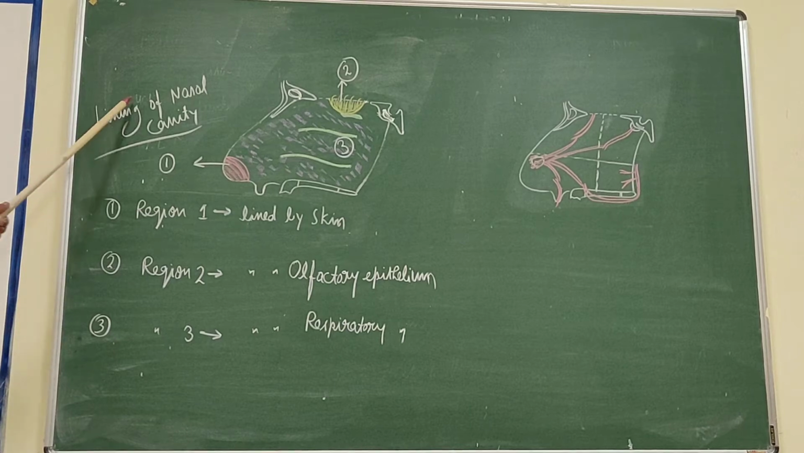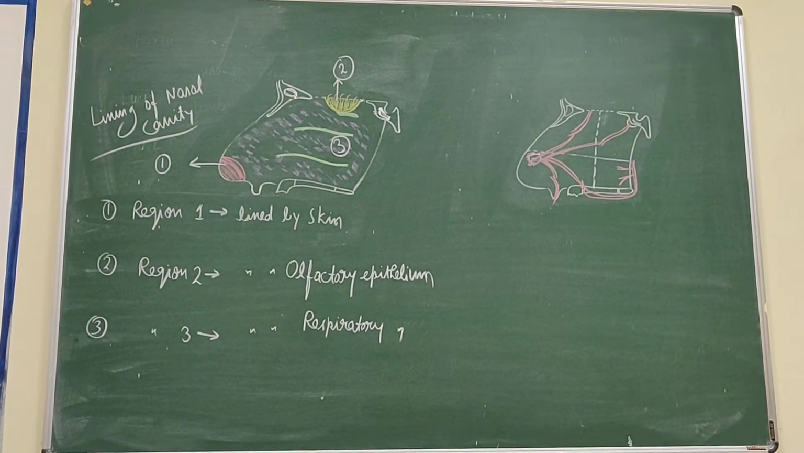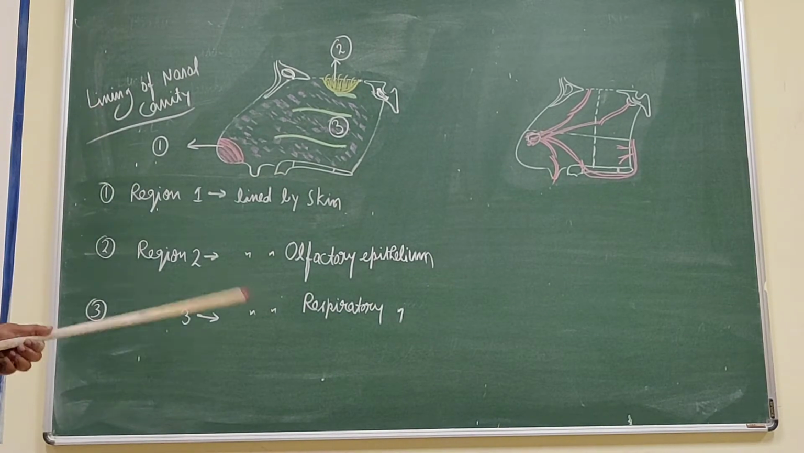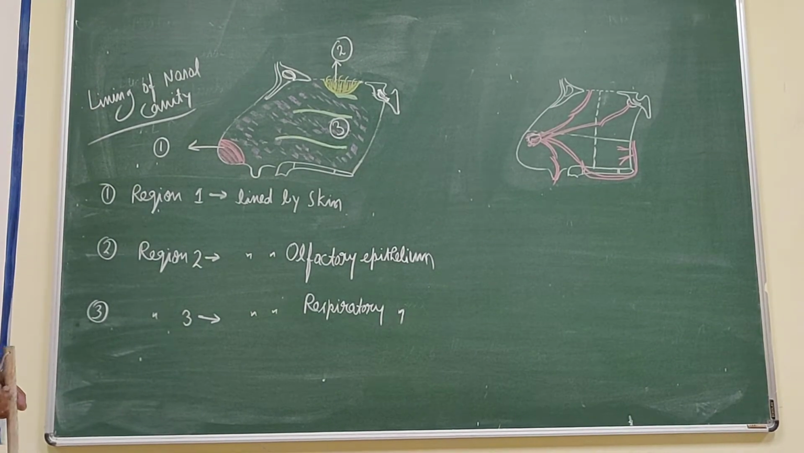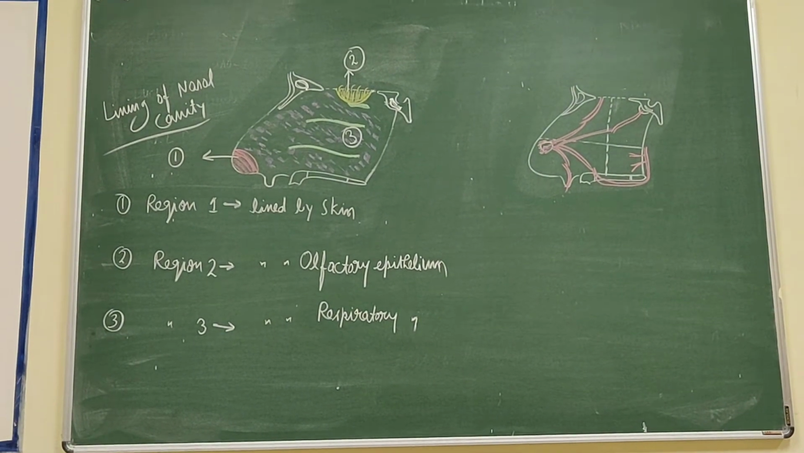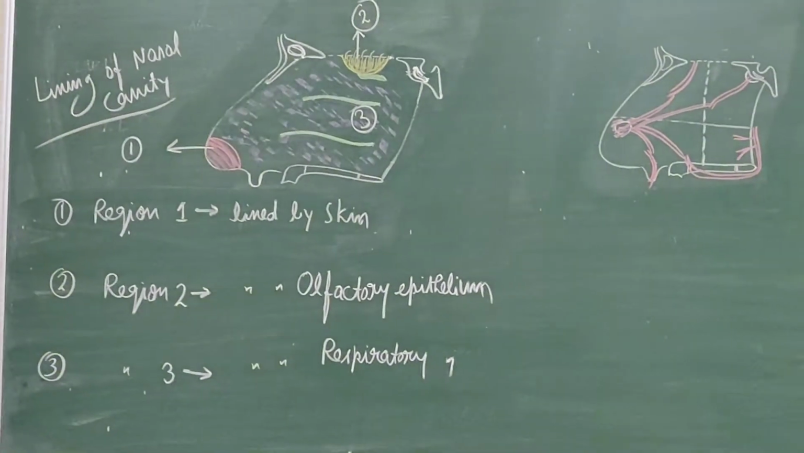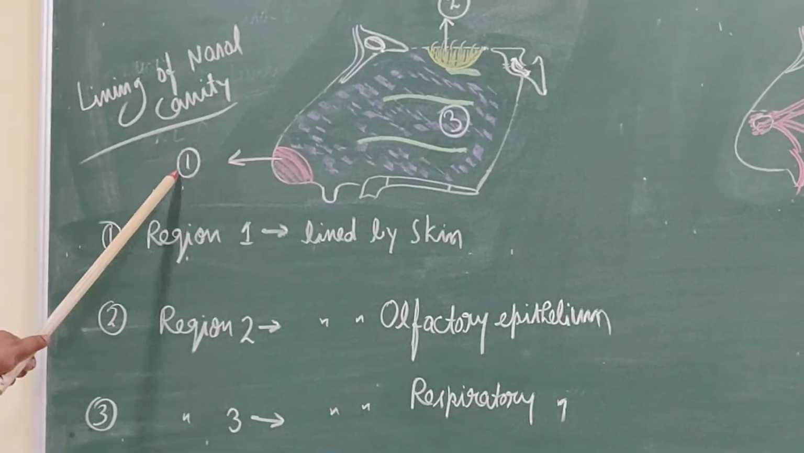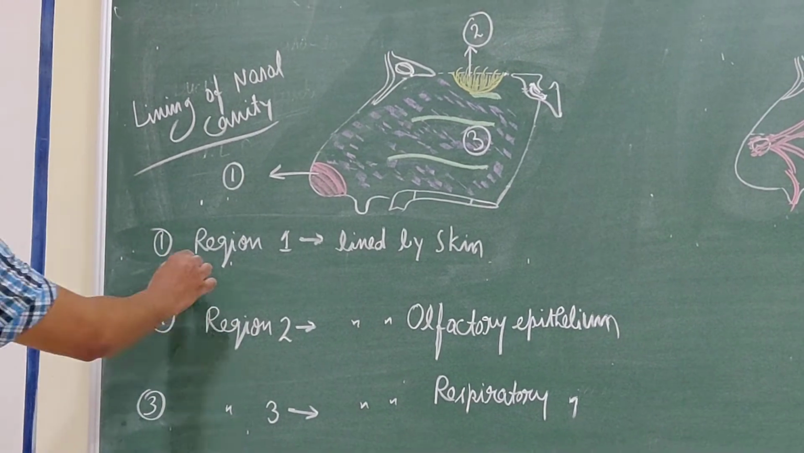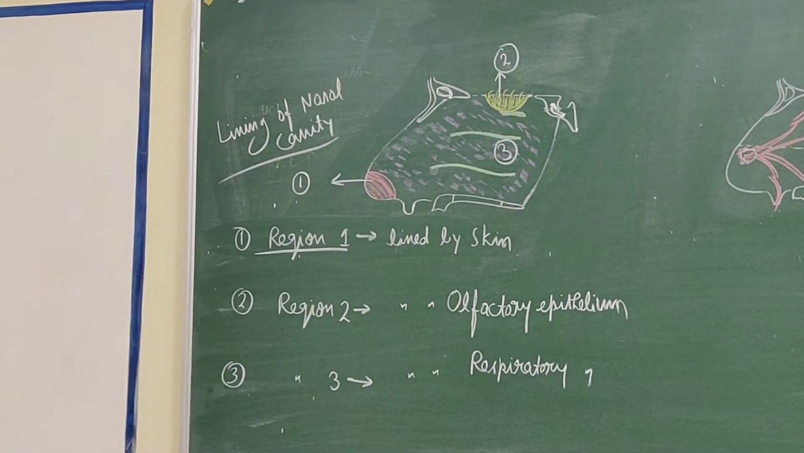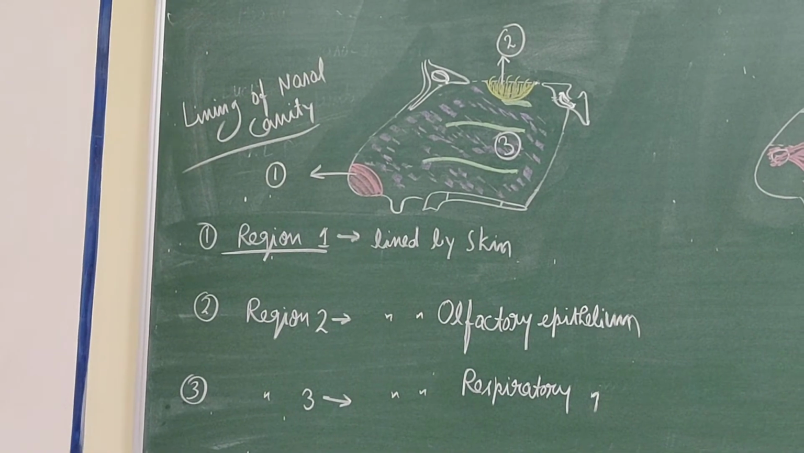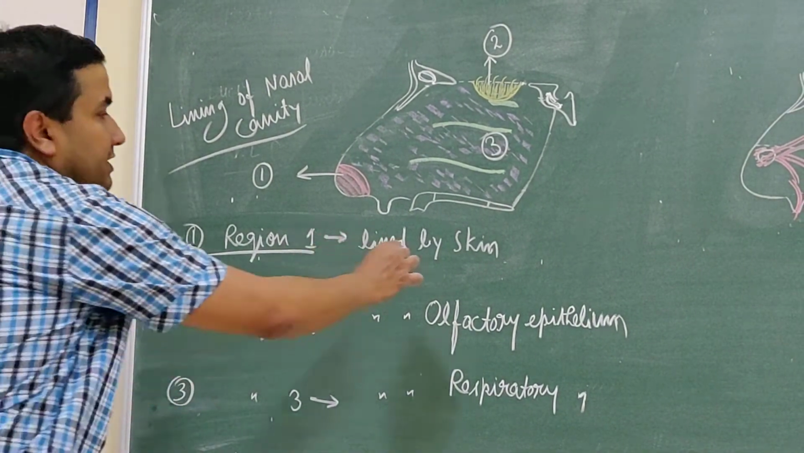Now the lining of the nasal cavity. Lining is the epithelium. Which epithelium lines which part? On this basis, the nasal cavity is divided into three regions: first, second, and third. The first region, known as the vestibule, is lined by skin.